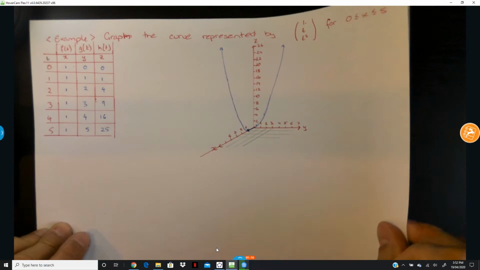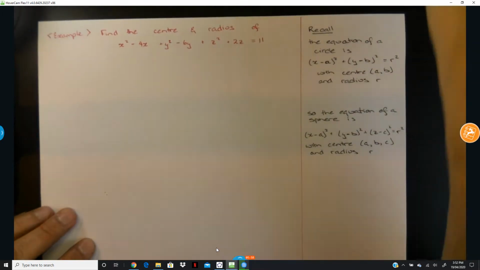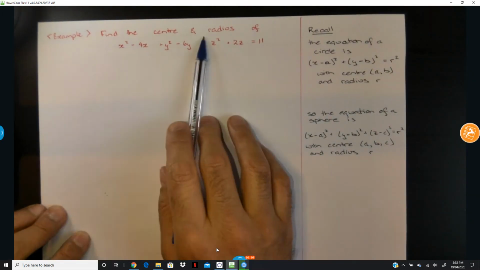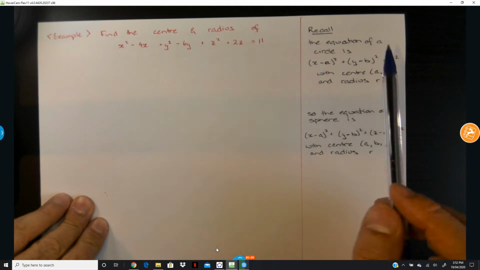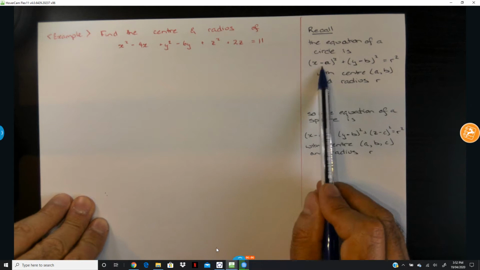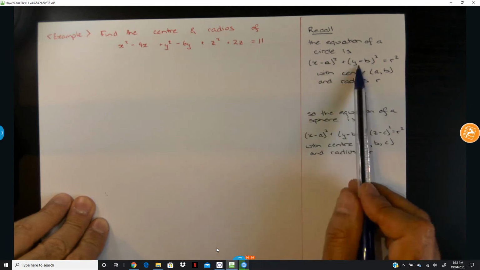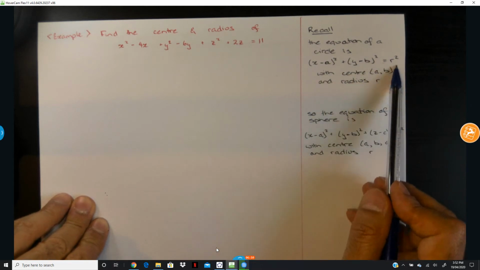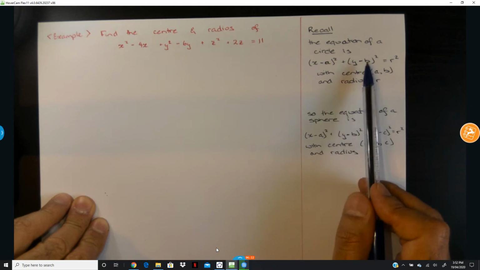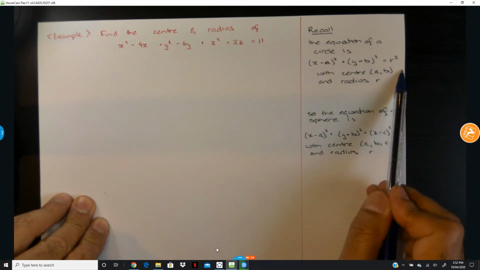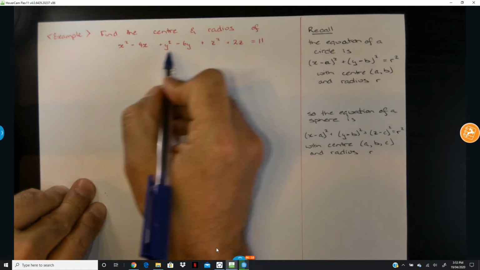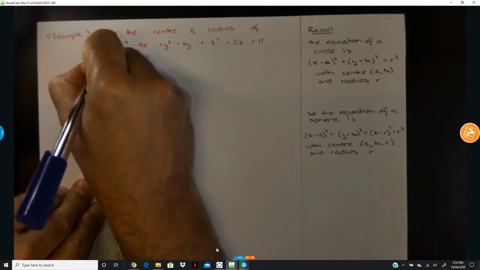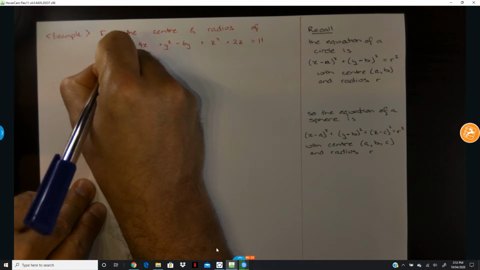Now, next example, we want to find the center and radius of this circle. Now recall, in 2 dimensions, x minus a all squared plus y minus b all squared equals r squared is a circle with a center of a, b and a radius of r. We're going to basically do the same with this one. We obviously need to complete the square.